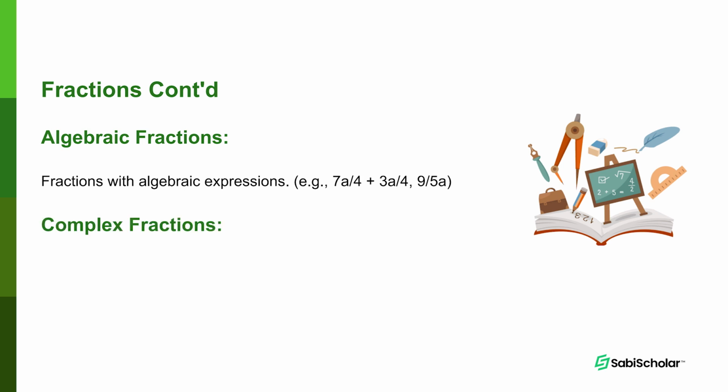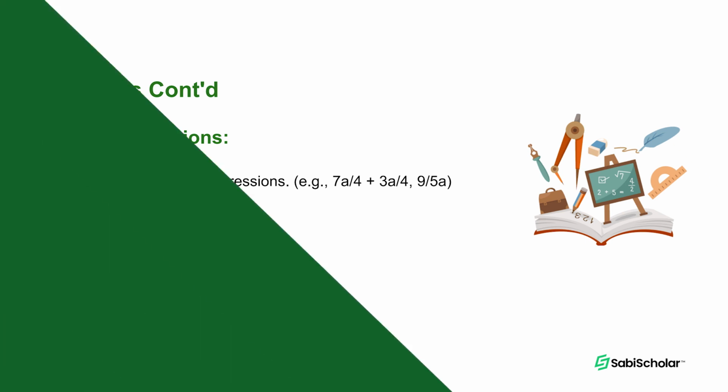We can also have what is known as complex fractions. A complex fraction is a fraction that has a fraction within it. Fractions within fractions are called complex fractions. For example, we have 1 over 2 over 1 over 3. 1 over 2 is a fraction, but in this case, it is the numerator. Then 1 over 3 is also a fraction, and it is the denominator in this case. So they are complex fractions.